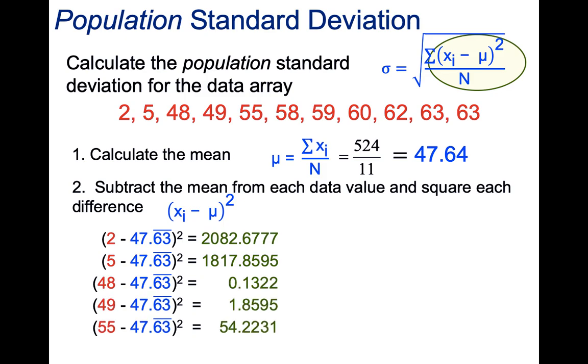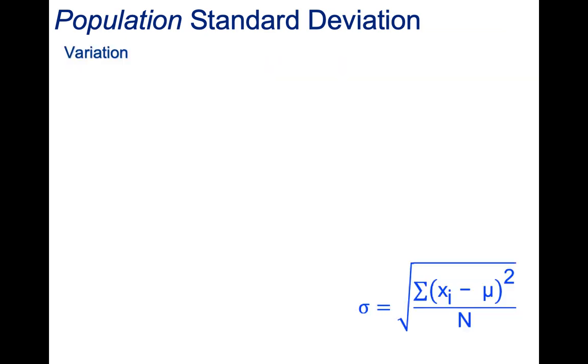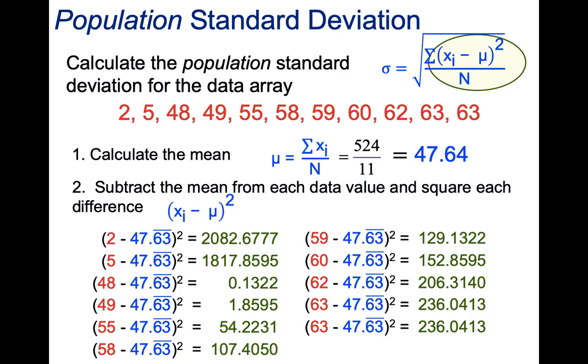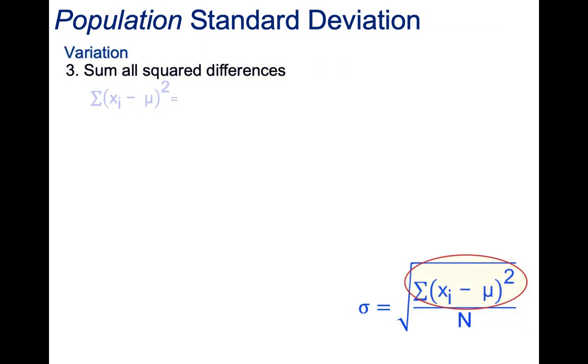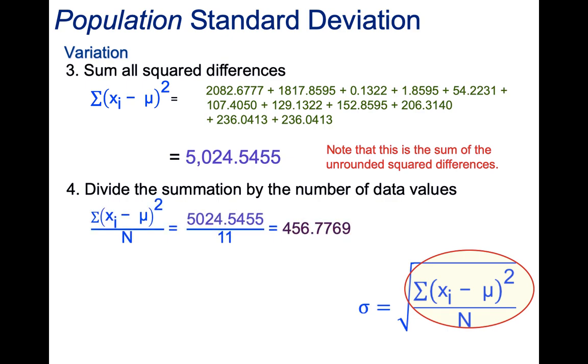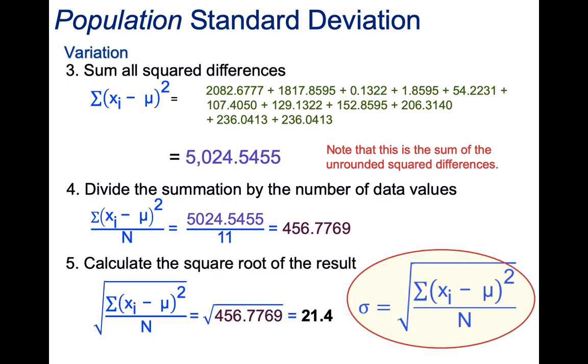So we go through and we calculate these guys all over again. Of course, you don't actually have to calculate them again for the same data set because we already have those numbers. You're going to add them all up, which is what we see here. Then you're going to divide by 11 instead of dividing by 10, and you'll see that your number comes out to 456.7769. Take the square root of that guy, and you have a standard deviation a little bit different. So the population standard deviation is only a little bit lower than the sample standard deviation.